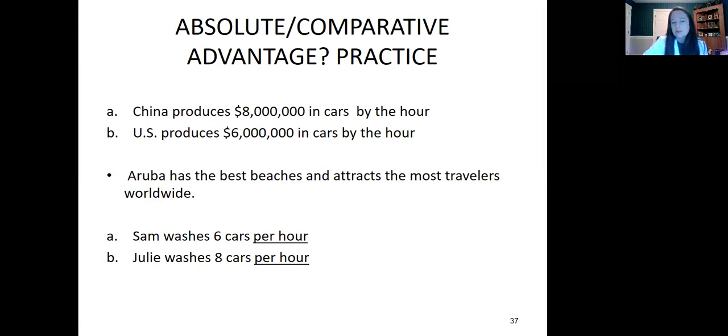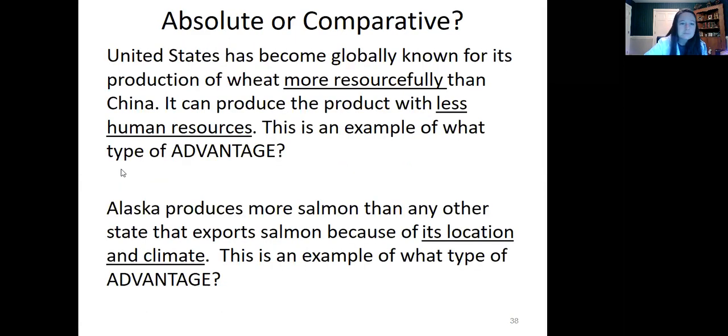And then the last one, Sam washes 6 cars by the hour. Julie washes 8 cars by the hour. So Julie would have the comparative advantage over Sam because she washes more cars by the hour. And this would be like 2 test questions.